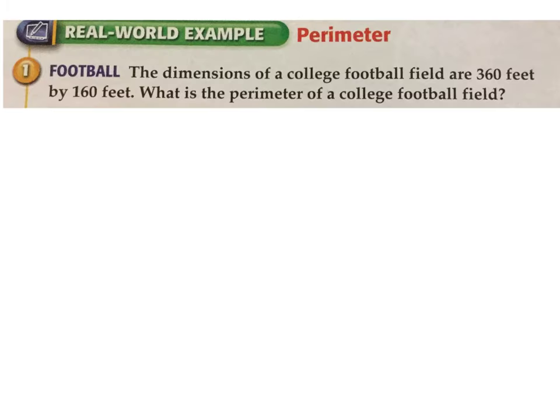I love this question. It's got great timing for us here in this class. The dimensions of a college football field are 360 feet by 160 feet. What's the perimeter of a college football field? So what would we want to know the perimeter for? Put a fence around it. If we're finding the perimeter here, we could find how much fencing I needed to buy. So I like to draw a diagram of what's happening.